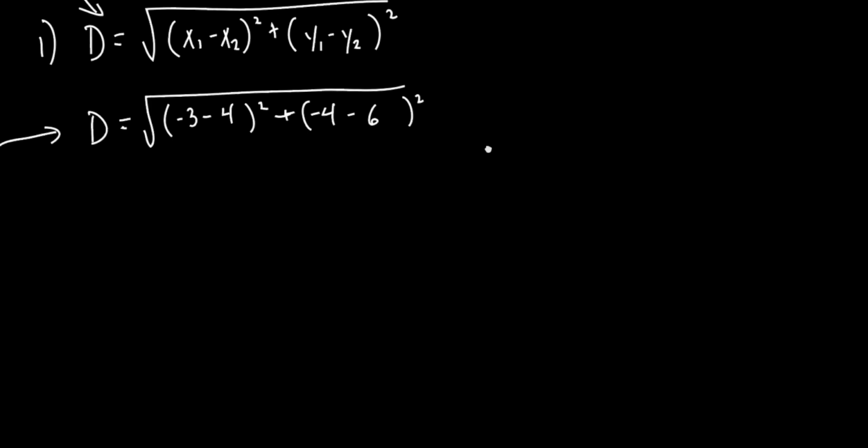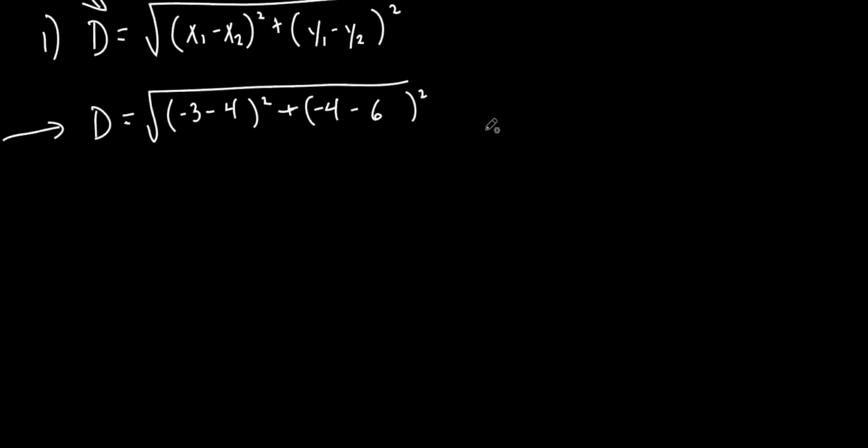And now I just do some math. The rest is just math. It's not even algebra. It's just reducing stuff, simplifying stuff. Keep that square root there. Don't forget about that. Let's do what's inside here. -3 minus 4. What is -3 minus 4? It's -7. And then we're going to square it.